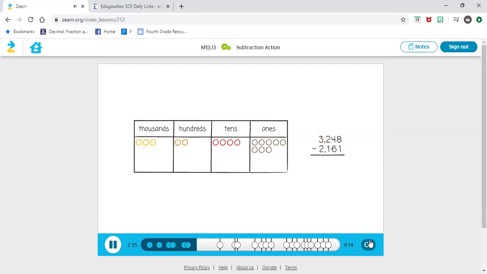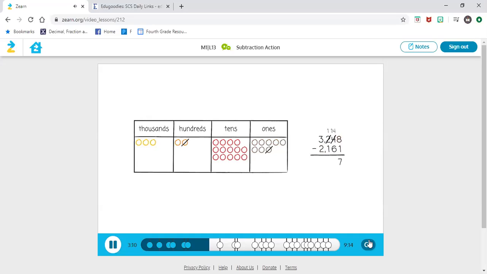We knew we had enough ones to subtract 1 one. We didn't have enough tens to subtract 6 tens, so we unbundled 100 into 10 tens. That left us with 14 tens. We can show that in our algorithm like this: 14 tens. We had enough hundreds to subtract 100 and enough thousands to subtract 2 thousands, so we were ready to subtract. 8 ones minus 1 one is 7 ones.